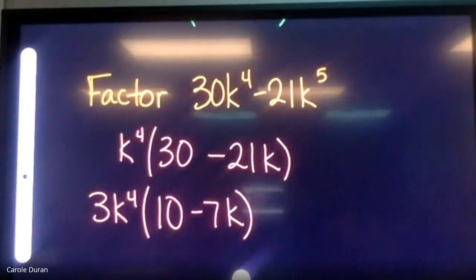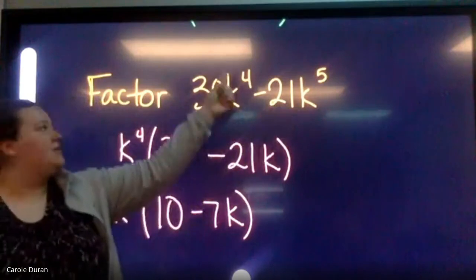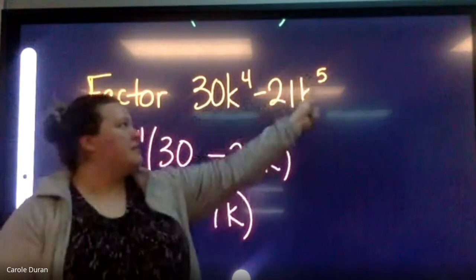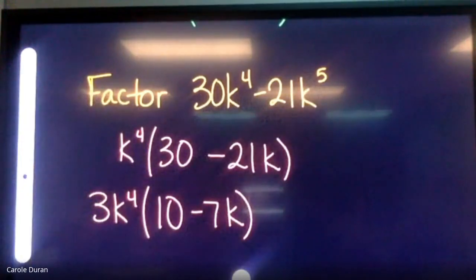Wait, how'd you get rid of the k to the fourth? Just like on the previous one, I recognized that each of these had at least 4 k's in them. So when I took all 4 k's out of this one, there were no k's left. When I took 4 k's out of this one, there was 1 left. That's okay. That's different and kind of complex to think about. Any questions so far?